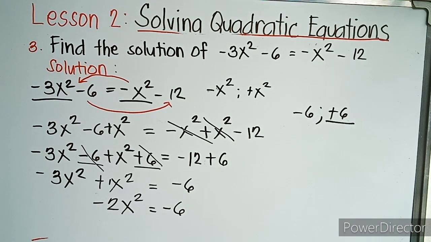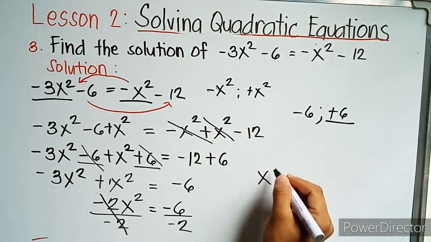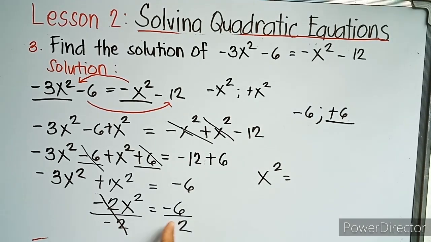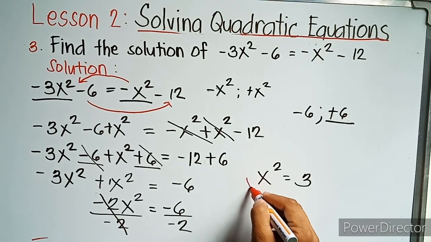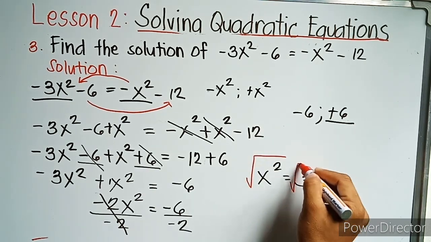Okay. So, then, apply natin ang division property. Let's divide both sides by negative 2. So, cancel. So, we have x squared is equal to negative 6 divided by negative 2. That is positive 3. Okay. Then, applying the square root property. So, ilalagay natin sa square root property.